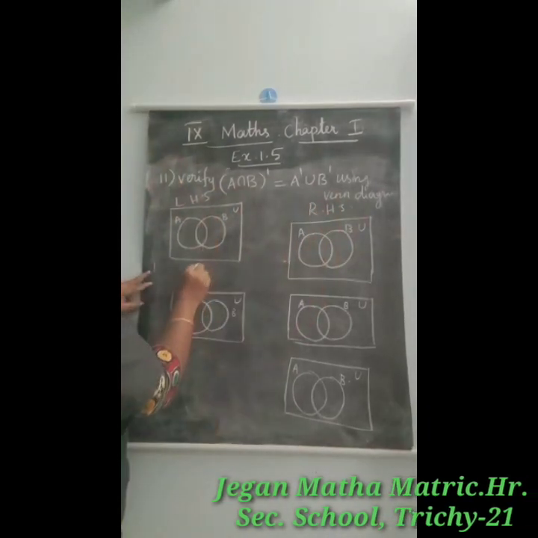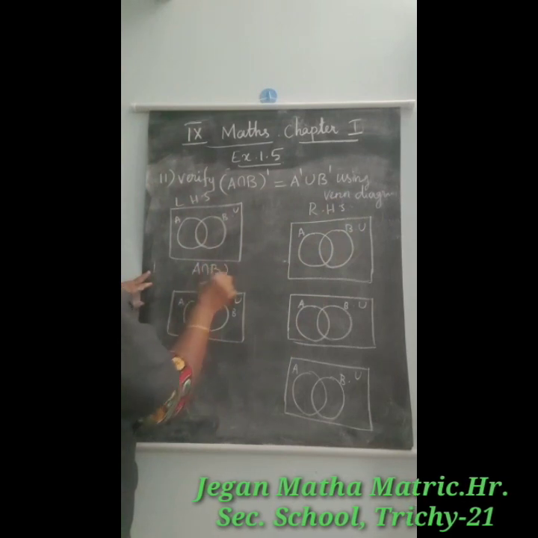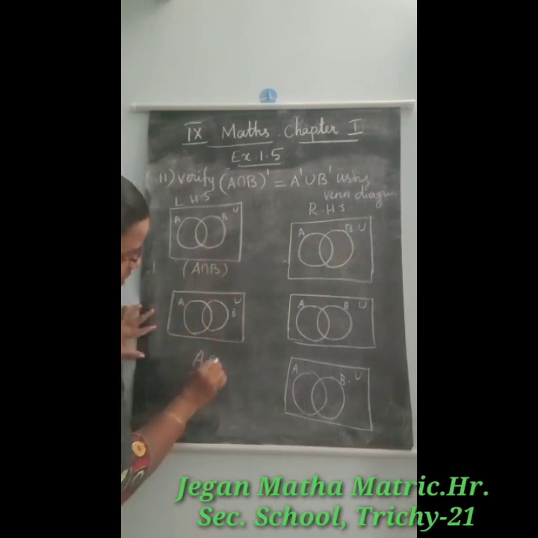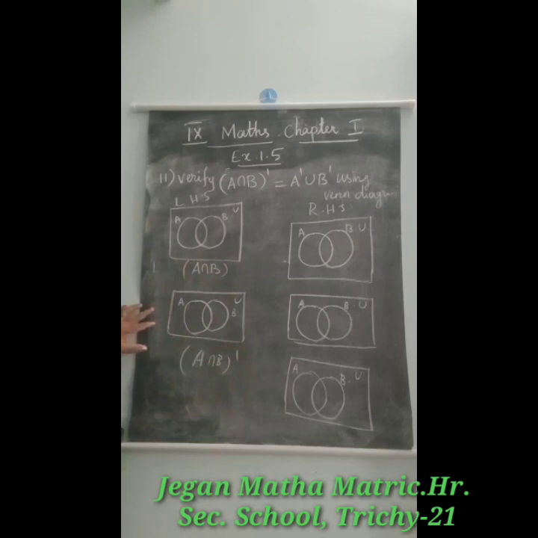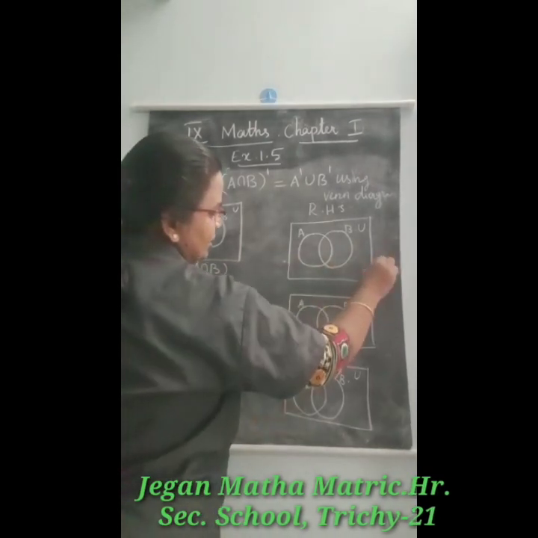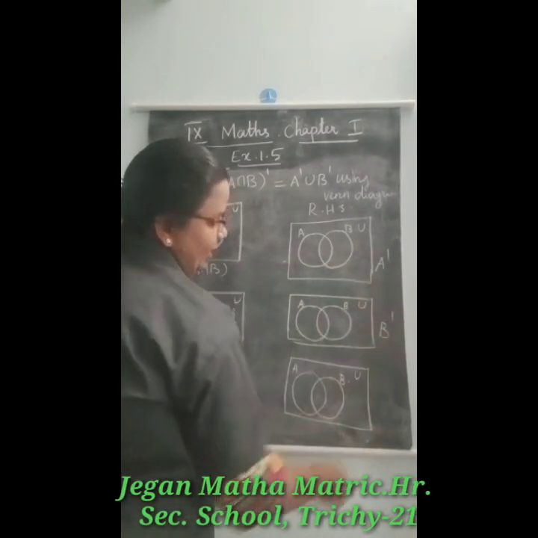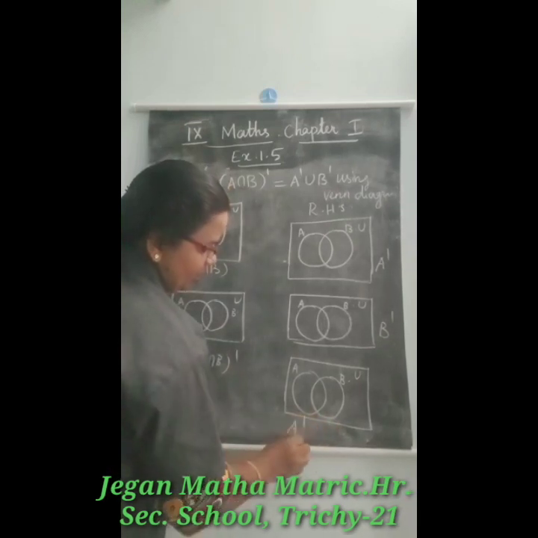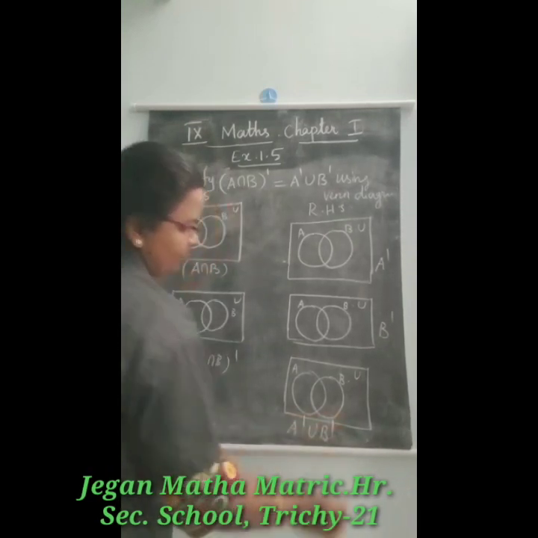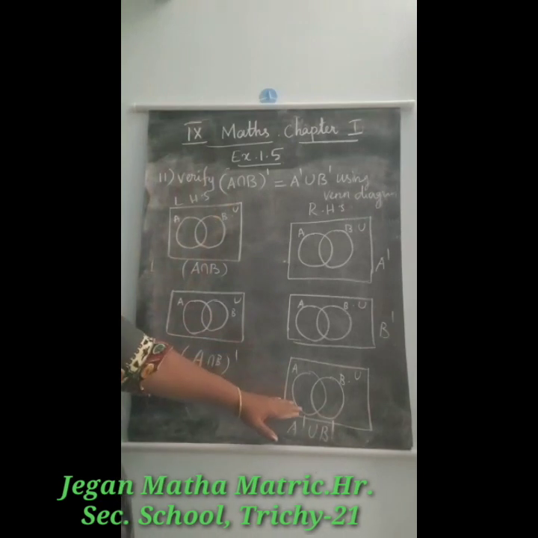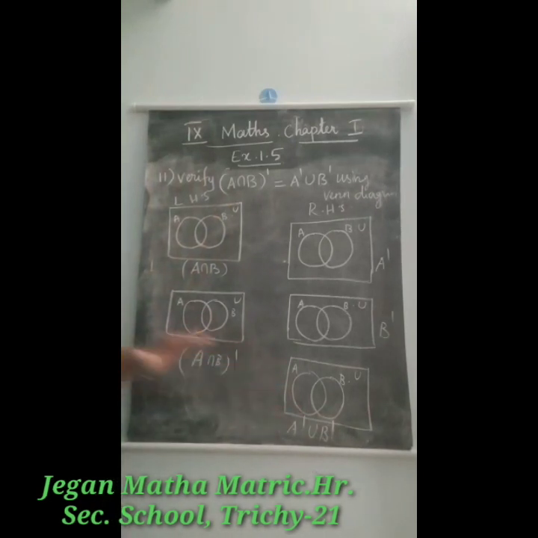First you have to represent this for A intersection B. And this is for A intersection B the whole dash. And this is for A dash. And this is for B dash. And this is for A dash union B dash. Let us prove 1 is equal to 2. That is, the last final result will be true.